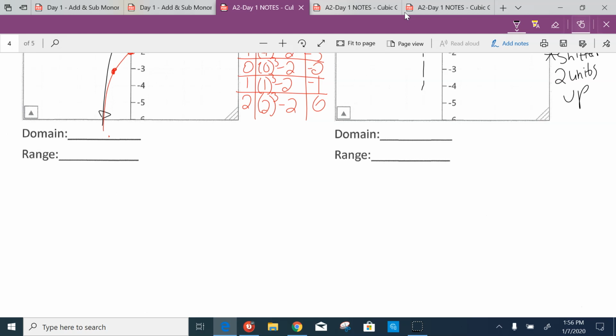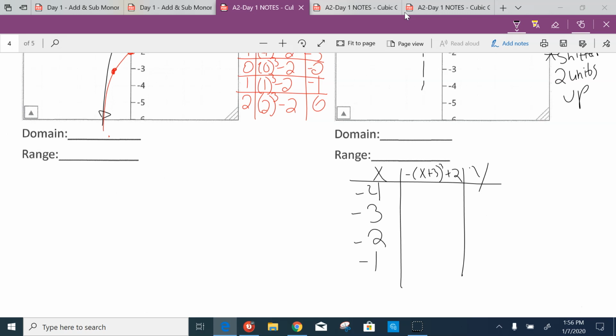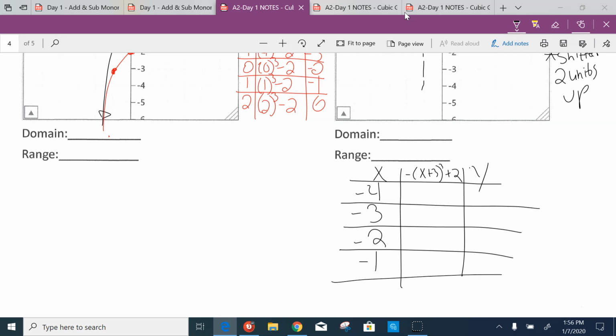So I'm going to go ahead and make my X and my Y column. In the middle, I'm going to have negative (x plus 3) cubed plus 2. I'm going to pick -4, -3, -2, and -1. Because my graph was shifted to the left and into the negative side of the graph, I'm going to use more negative numbers.